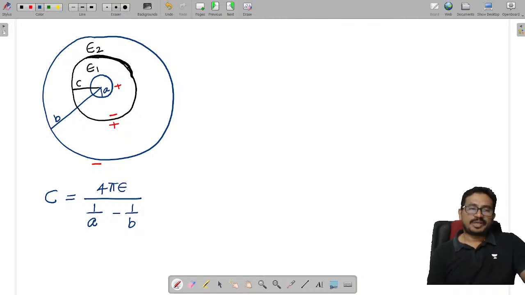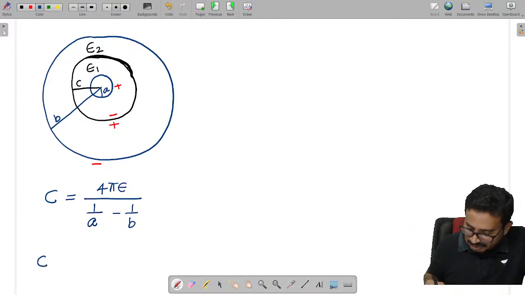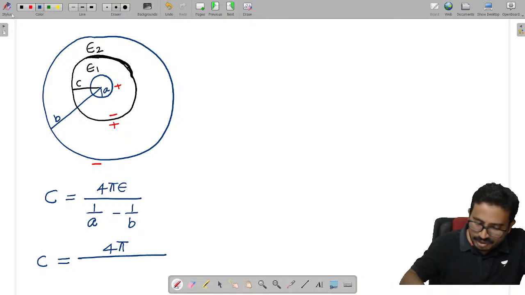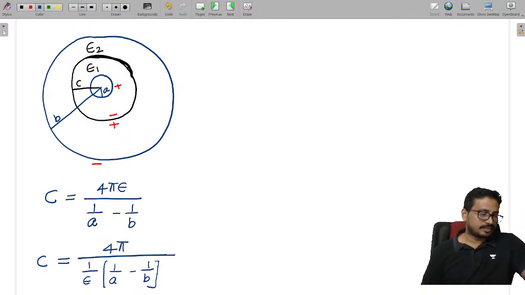Which are the variable parameters? Epsilon is changing. What else here? Radius changes or not? So that is why I modify this formula. 4 pi does not change, and here what are the variables? This I am writing as 1 by epsilon into 1 by a minus 1 by b. Check and tell me. Can I do it like this? 1 by epsilon. If I modify this, we will get back the original formula.